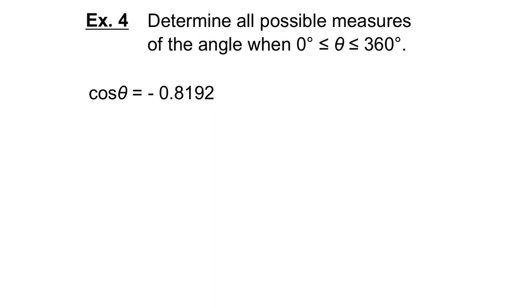Now this is basically the same question, just with a different starting value. Here we know the cosine of our angle is negative 0.8192. But other than that, it's the same question. Determine all possible measures of the angle between 0 and 360 degrees. So what I'd like you to do is figure out where your terminal arm could be, in which quadrants, and then figure out what those values of the angle could be. You'll have two possible answers. I'd like you to try this on your own. So pause the video and see how you do.